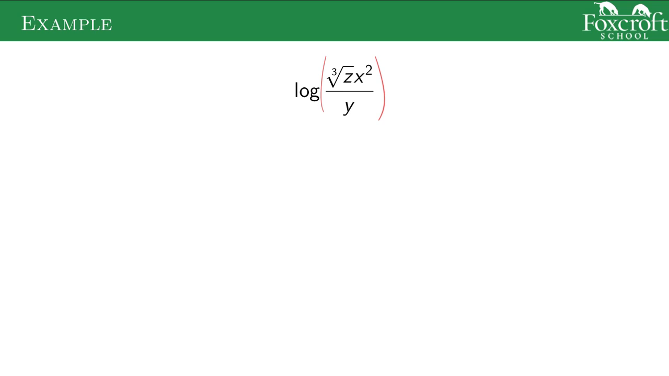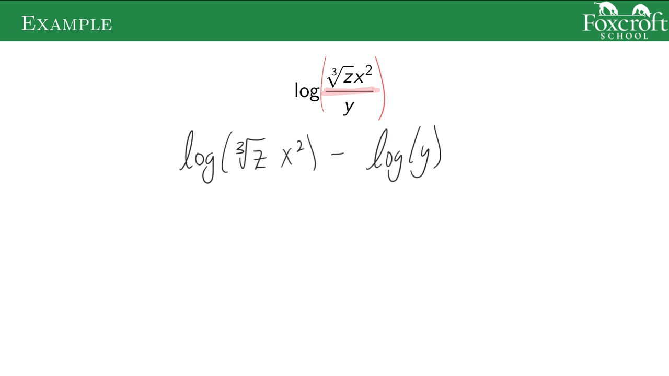The first thing I see is there's this big division bar separating this whole problem in half. So if I see a big division bar, I'm going to put the top in the first log, and I'm going to subtract the second log. And luckily in this case, the second log's already done because it's just log of y. When you get a single letter in the log, it can't be any simpler. But we're going to keep going as much as possible.